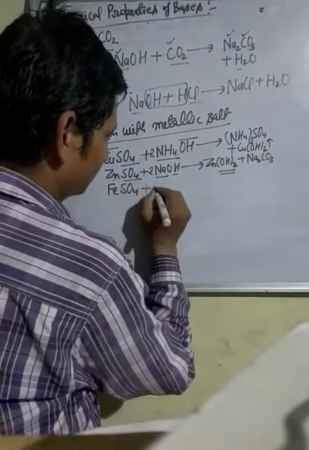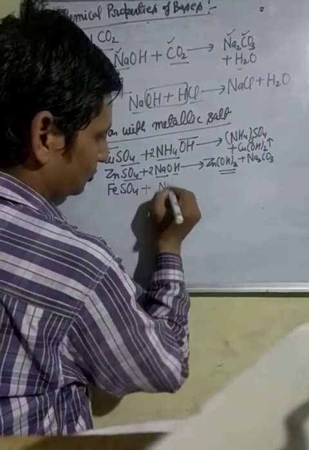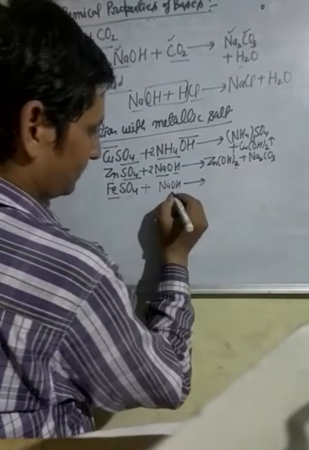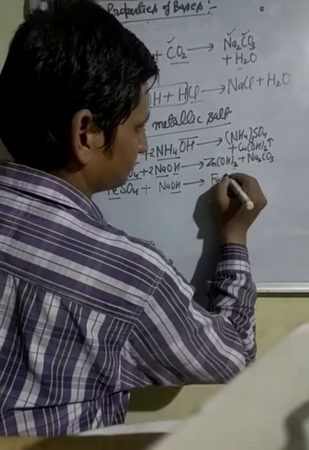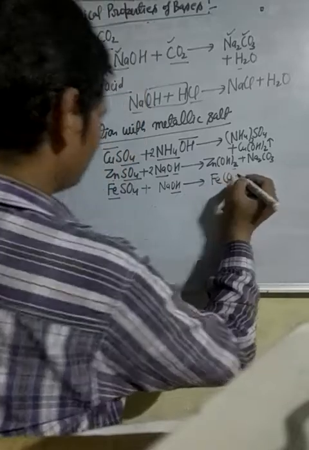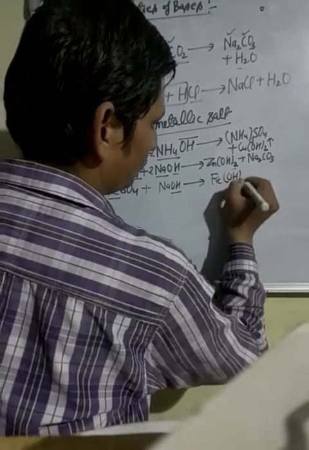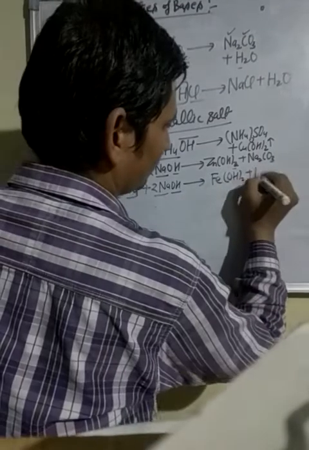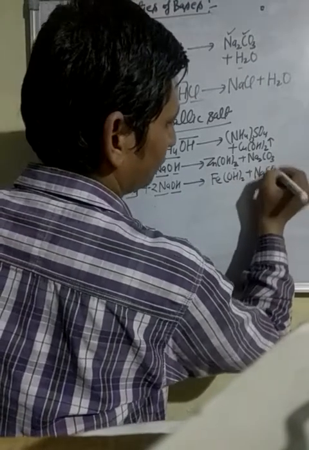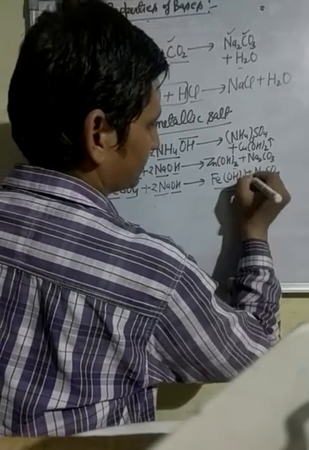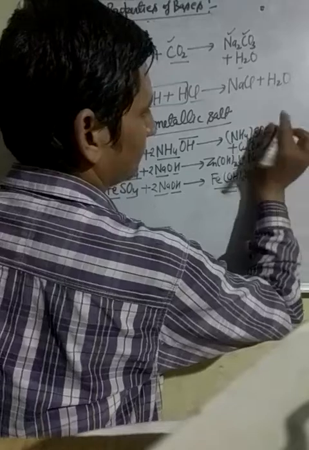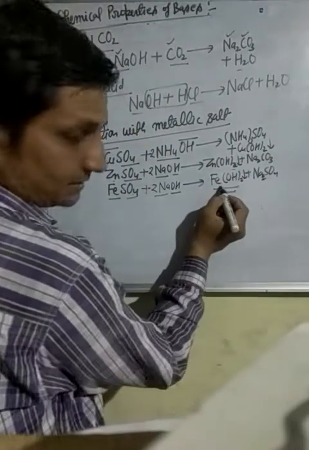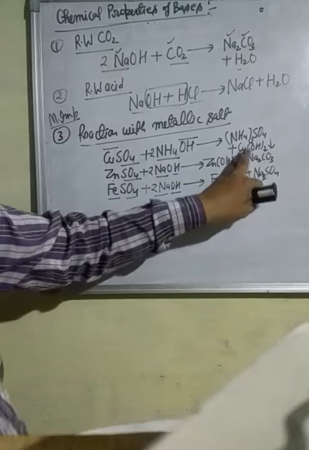After this, ferrous sulfate reacts with sodium hydroxide to form Fe(OH)2, ferrous hydroxide. This is dirty green, and sodium sulfate, Na2SO4. Student, you have to learn the color of this precipitate. Color of this precipitate is dirty green.